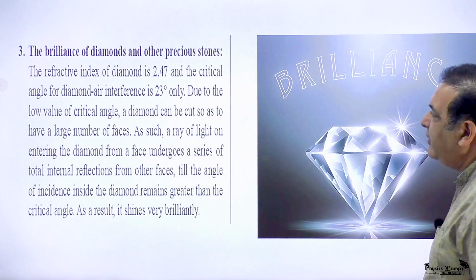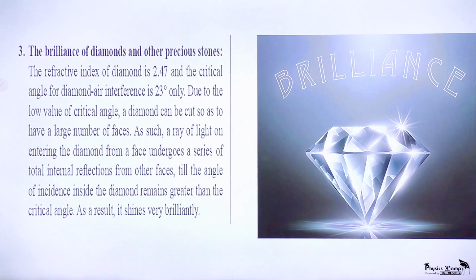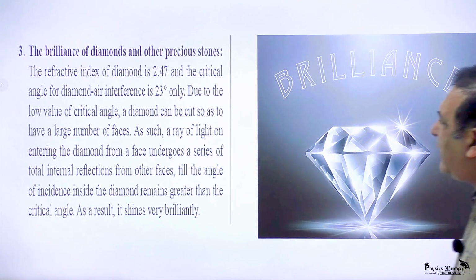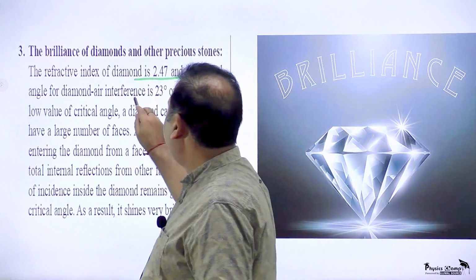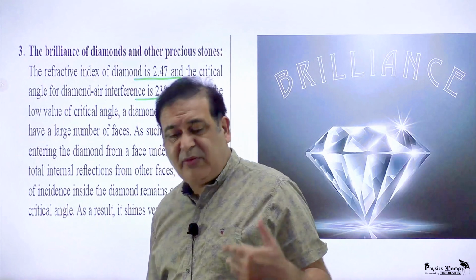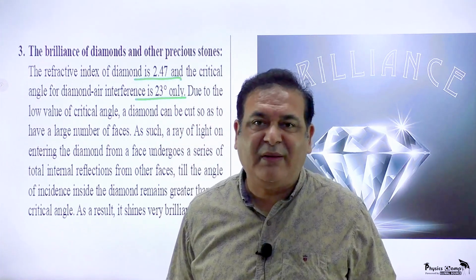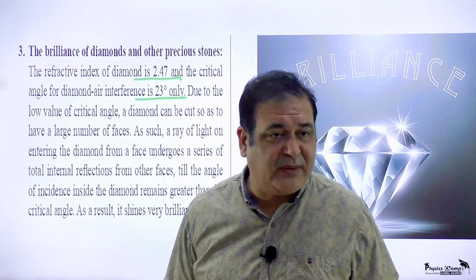Let's take another example of total internal reflection, and that is the case of brilliance of diamond. Now you all must have observed this glittering in diamond. Why does it take place? Because we are talking about total internal reflection. Obviously, total internal reflection must be playing a major role in this glittering or brilliance of diamond.